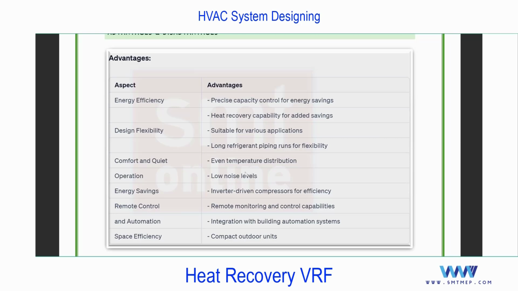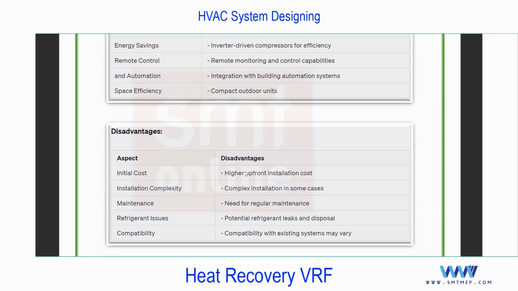And space efficiency, especially for the outdoor unit. Compared with, suppose you use a split system, you need to provide space for all the outdoor units. But here, since we have one outdoor and multiple indoors, we have a very good option for space saving, especially in commercial areas from the outdoor point of view.